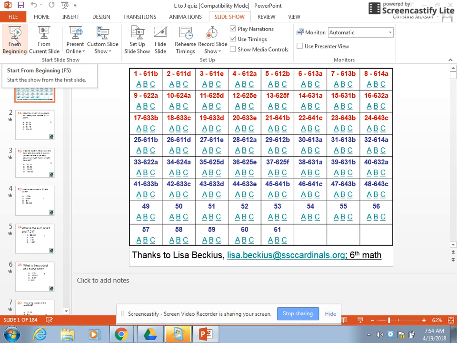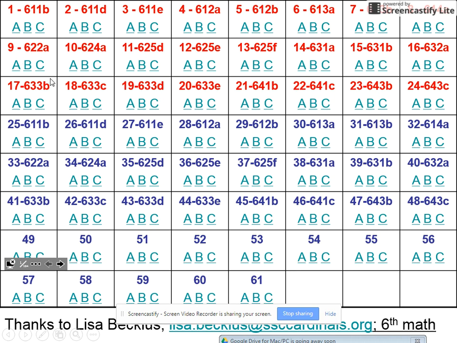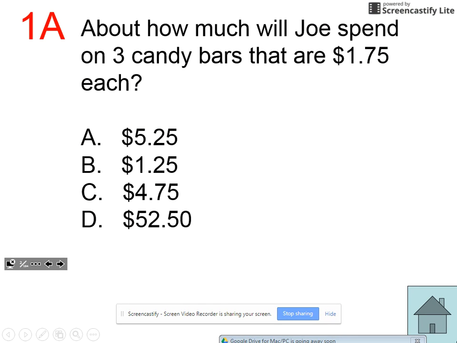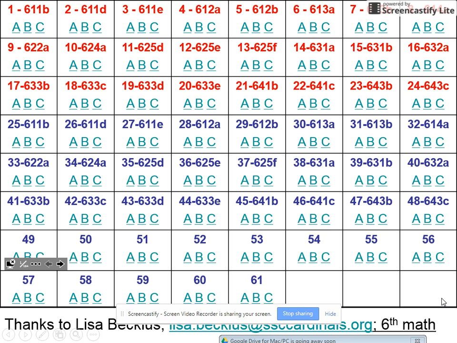Also make sure that you have right now out a piece of scratch paper, a pencil, and something to grade with. So let's go ahead and start our L2J quiz. All right, the first one is number 7A.